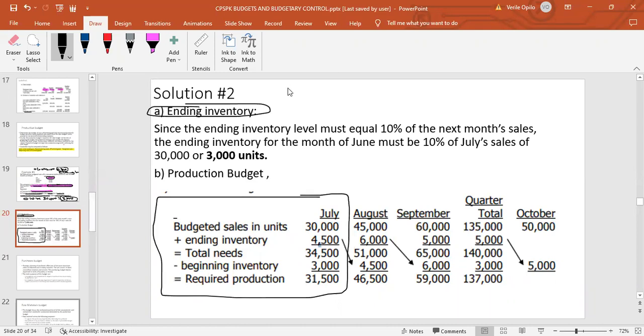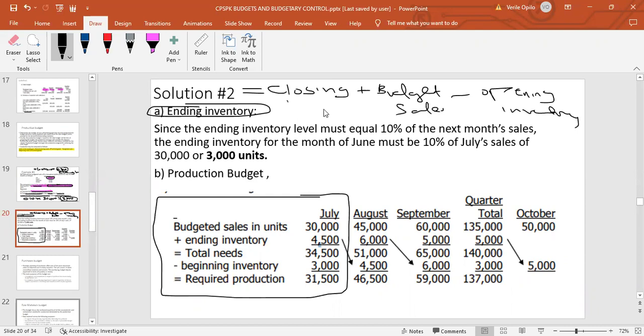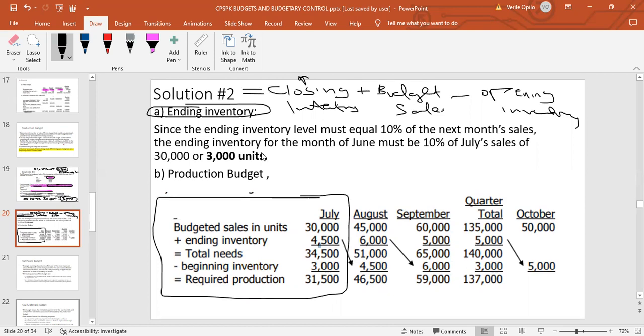So we've said that how many units should be produced will be equal to the total closing inventory that you would desire, plus the budgeted sales or the desired sales, and then minus the opening inventory, what you already had at the beginning of that particular month. So in this case, we need to compute the closing inventory for the month of July. We have been given the budgeted sales, and then we have the opening inventory for that month of July.